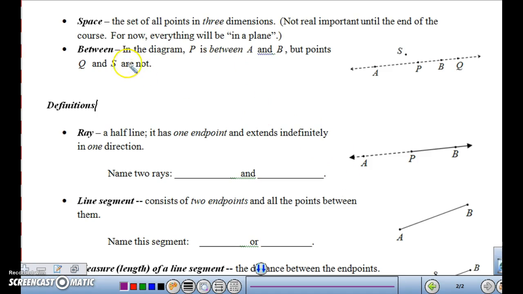Now, you may think this is silly, but when you talk about between, you have to be able to identify what is between what when you're dealing with geometric figures. So in this diagram, for example, the point P right here is between the points A and B. But S and Q are not between A and B. Between means in between the same set of points here. So S and Q, even though S is between here, it's not on the same line between A and B. So between means between 2 endpoints.